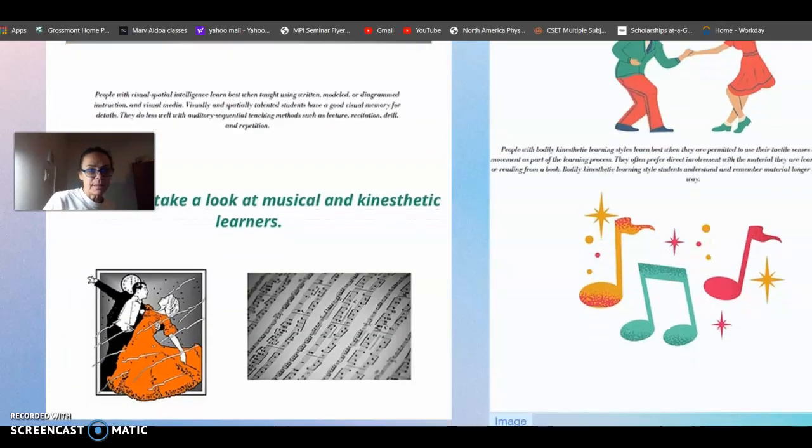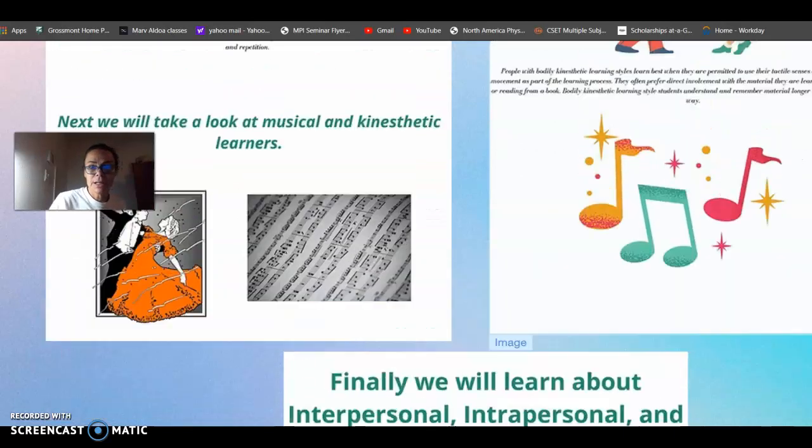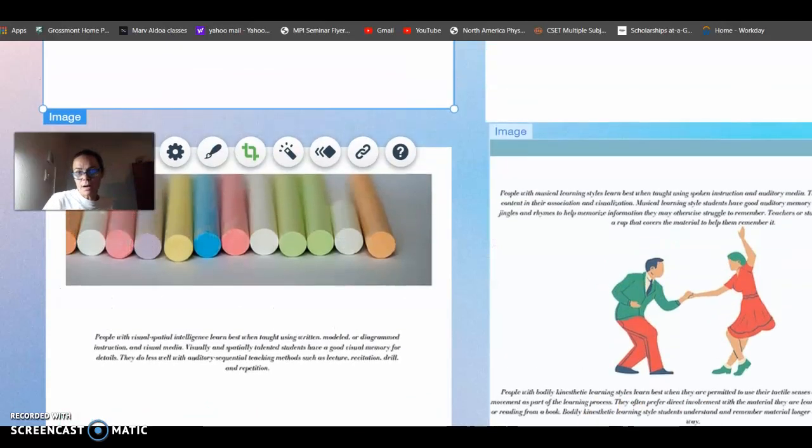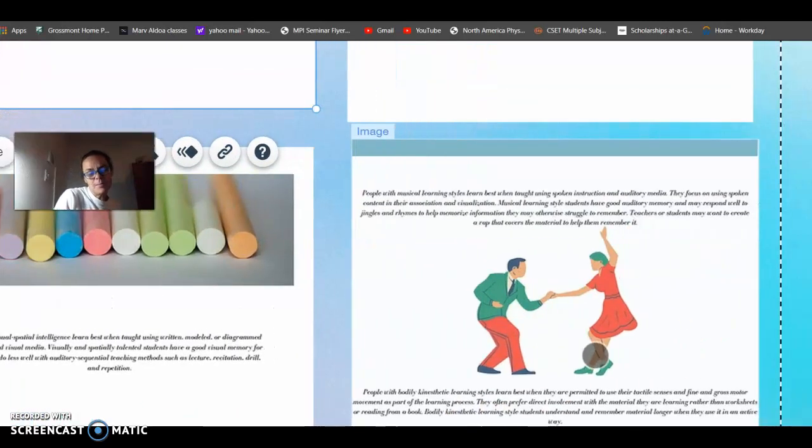Now we're going to look at musical and kinesthetic learners. Those are, I think I'm a little bit like a kinesthetic learner. The people that like to do these things, they like to focus on spoken content with their conversation and association and visualization. Music learning style students have good auditory memory and respond well to jingles and rhymes.